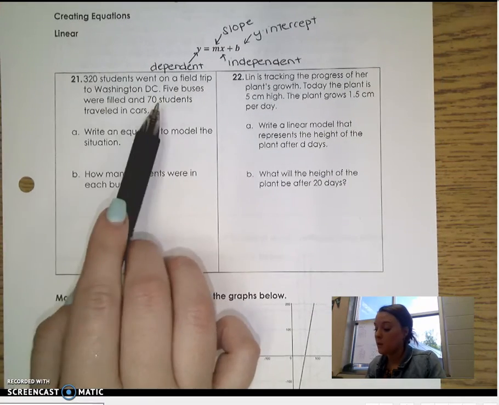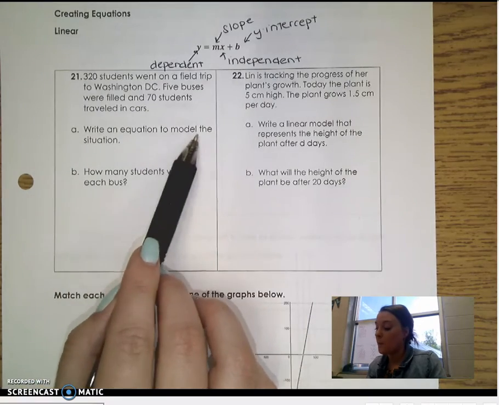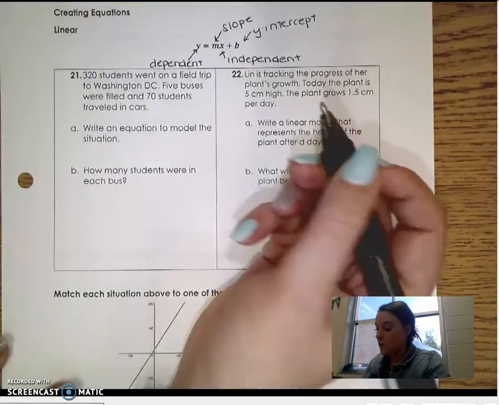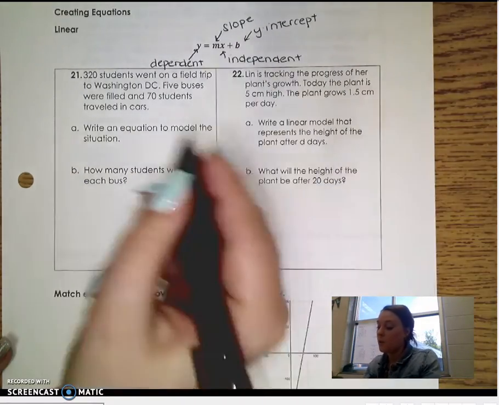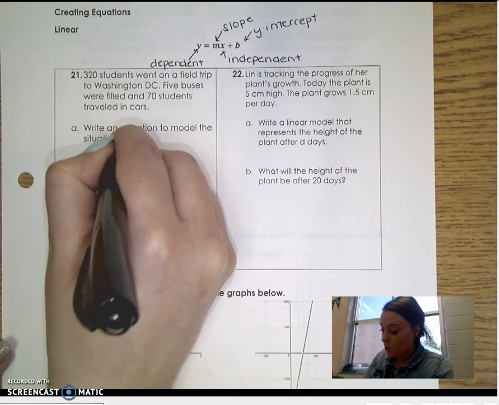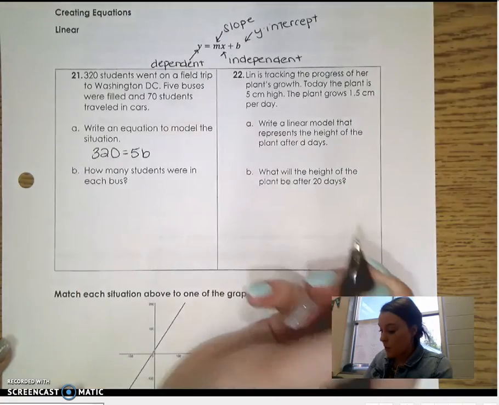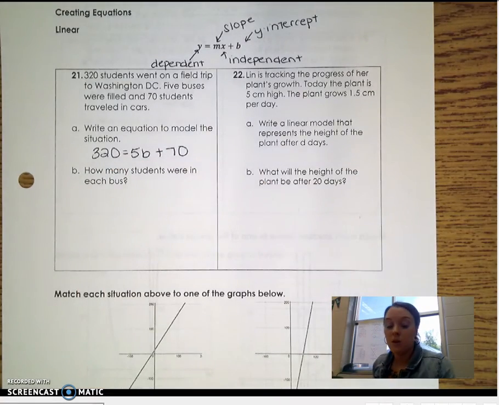So this first problem says that 320 students went on a field trip to Washington, D.C. 5 buses were filled and 70 students traveled in cars. Write an equation to model the situation. The 70 students that drove in cars are going to be independent, where the students on the bus are going to be the x variable. So we're going to say 320 students were taken by 5 buses plus 70 individual students.